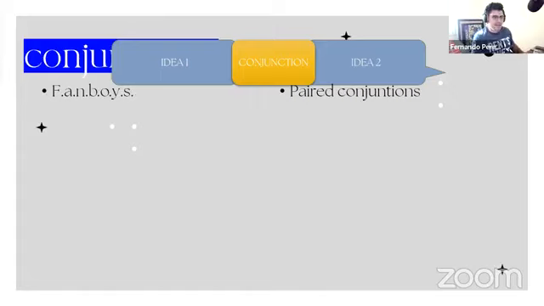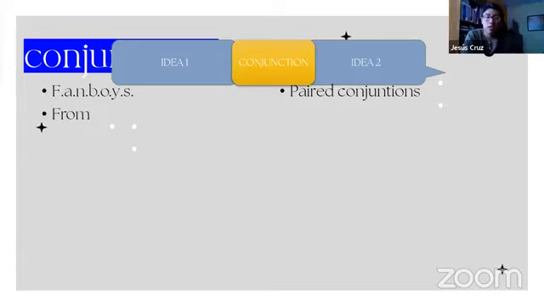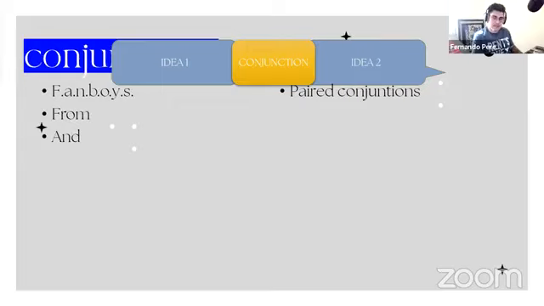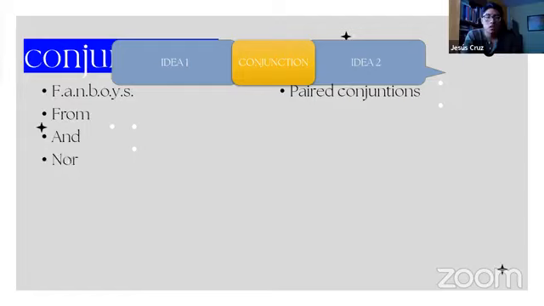Do you remember anything about this? The A is for? And. And. The B? No, the N. N. Nor. Nor, correct. B. E is for. Oh, what is B?